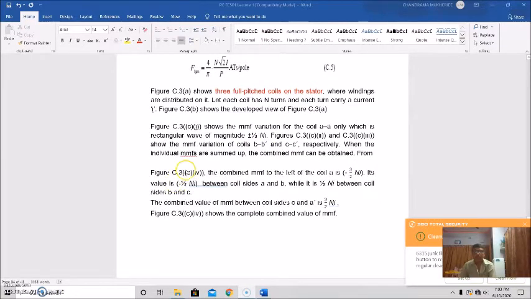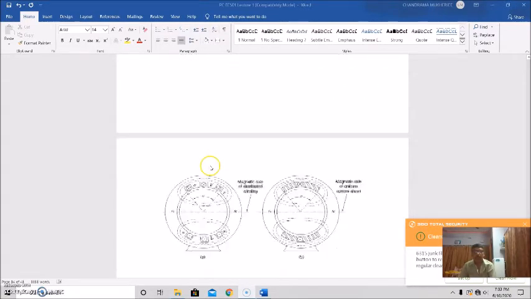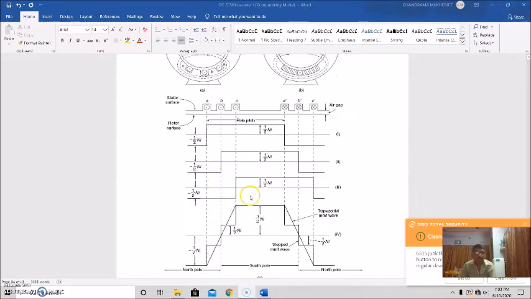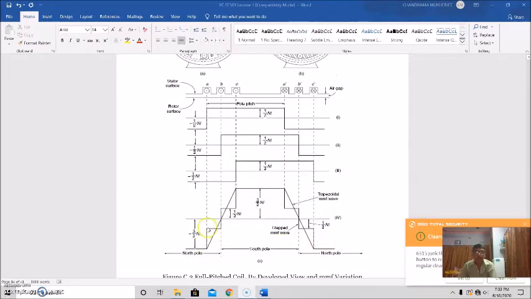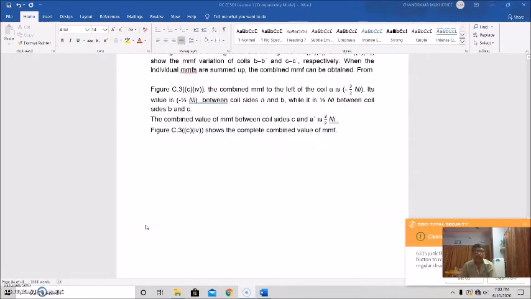When the individual MMFs are summed up, the combined MMF can be obtained, as in figure 6.34. So this one is the combined MMF. The combined MMF at the left of the coil is minus 3 by 2 Ni, and its value in between is minus half Ni to plus half Ni.